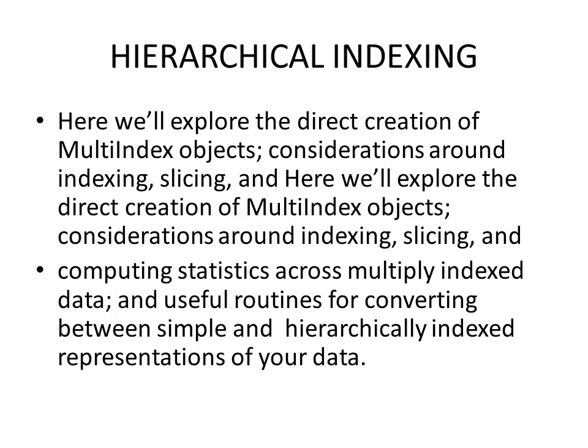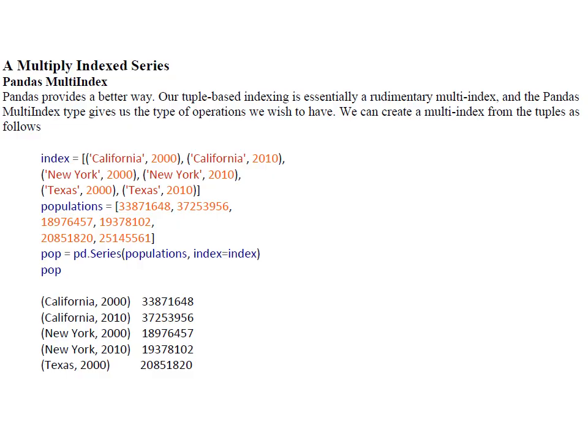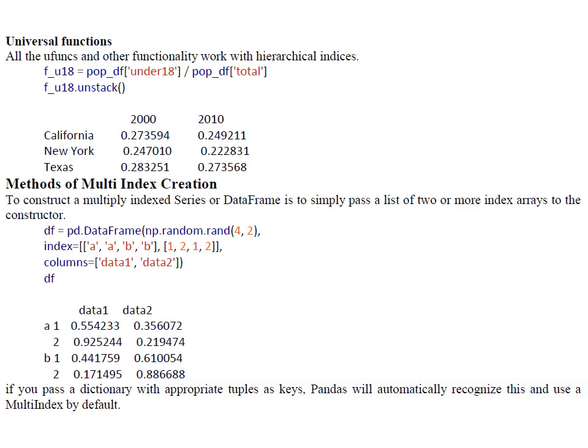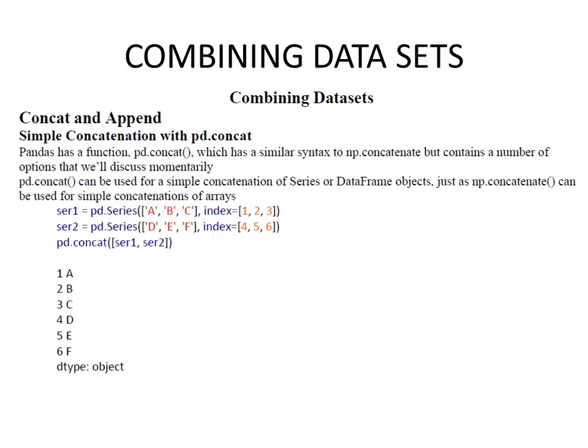Hierarchical indexing helps us with slicing, indexing and multi-index objects. So how we multiply index data and find multiply indexed series. Here we use pandas MultiIndex. Pandas MultiIndex helps us in getting n number of indexes with populations. So pd.Series we use population, index is equal to index. It gives the population of a particular country with hierarchical presentation of data. Here is the pop operation, pop equals pop reindex of the functions. Next is universal functions with methods of multi-index creation.